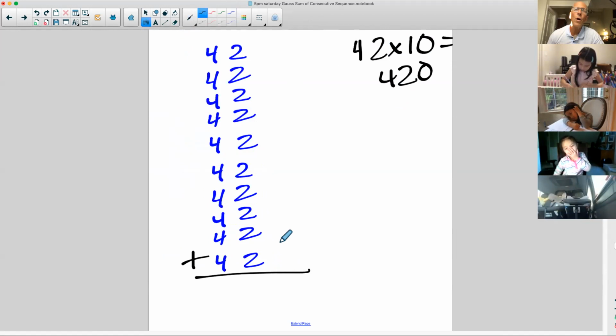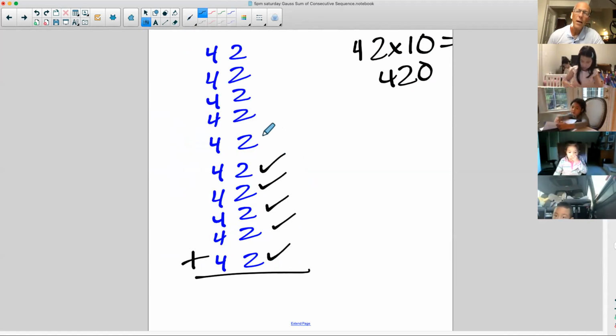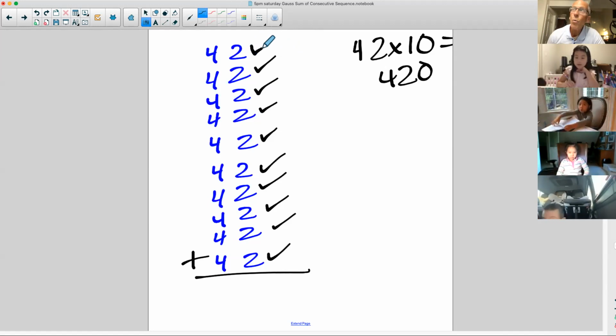Or let's do it. Ready, go. 2, 4, 6, 8, 10, 12, 14, 16, 18, 20. Now, what do we write down in the ones column? Who can do it? 0.